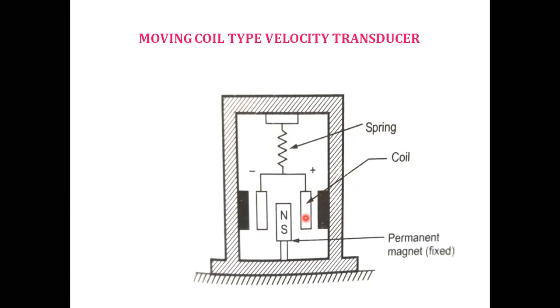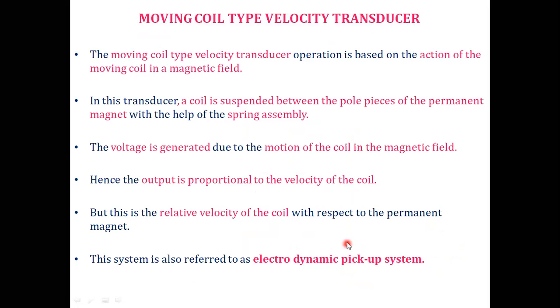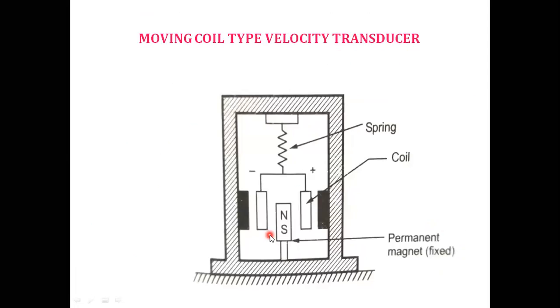This is the moving coil type velocity transducer, but the permanent magnet is in the fixed position. We will see the theoretical part. The moving coil type velocity transducer operates on the basis of the action of the moving coil in a magnetic field. The coil is going to be moved in the magnetic field.